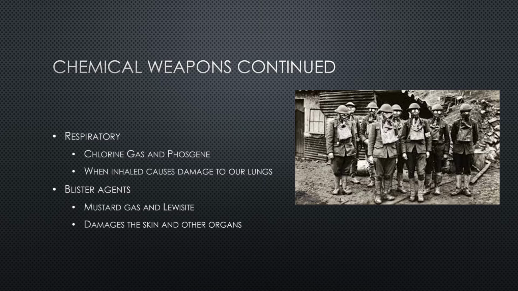Next, we have blister agents. These are agents such as mustard gas and lewisite and cause damage such as blisters to the skin and other organs. People who were exposed to mustard gas have been shown to have evidence not only of chronic respiratory disease, but also cancer years after exposure. Both respiratory agents and blister agents were commonly used in World War I.